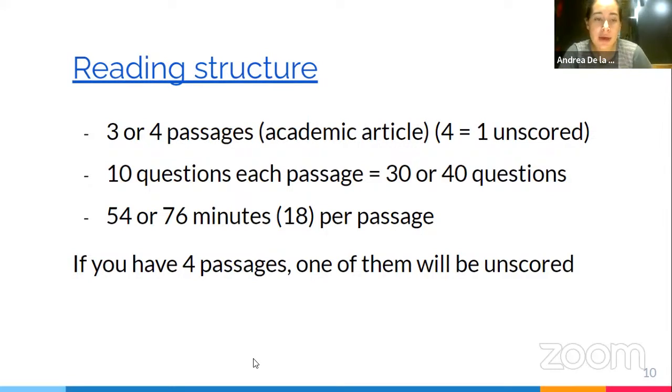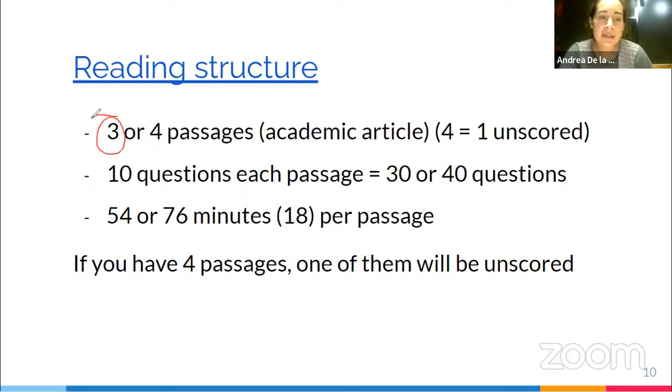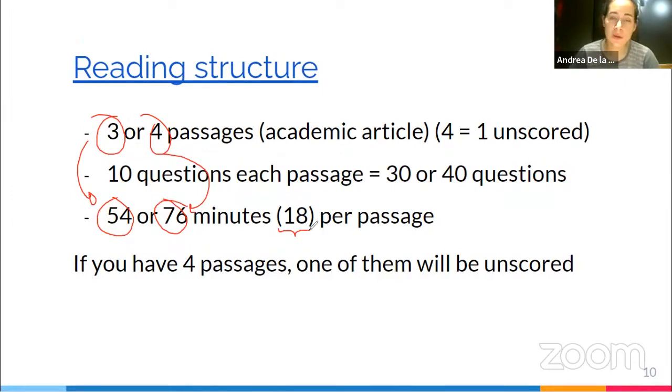Now, how much time will you have? If you have 3 passages, you will have 54 minutes. And if you have 4, then you will get 76 minutes. If you do the math, that means you're going to have 18 minutes per passage. You can never go over those 18 minutes because then you'll run out of time and you just have to guess the final passage or the final questions. It's better if you spend even less than 18 minutes. If you spend 16 minutes, it's ideal, so that at the end you're not rushed and you can even review if you'd like to.